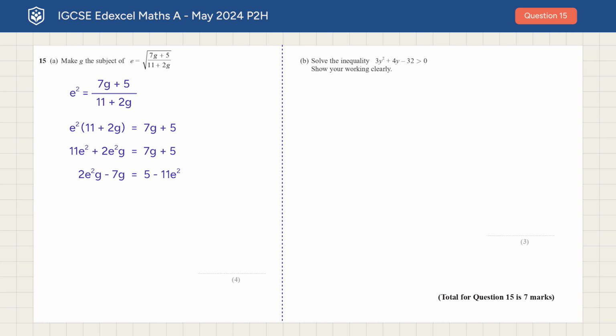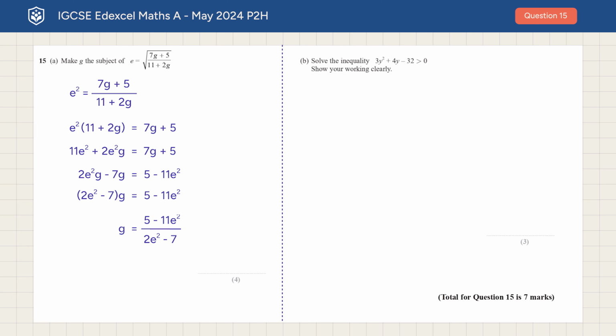Now we factor out g on the left side. g times the bracket 2e squared minus 7 equals 5 minus 11e squared. Finally, we isolate g by dividing both sides by that bracket. So our final answer is g equals (5 minus 11e squared) all over (2e squared minus 7).